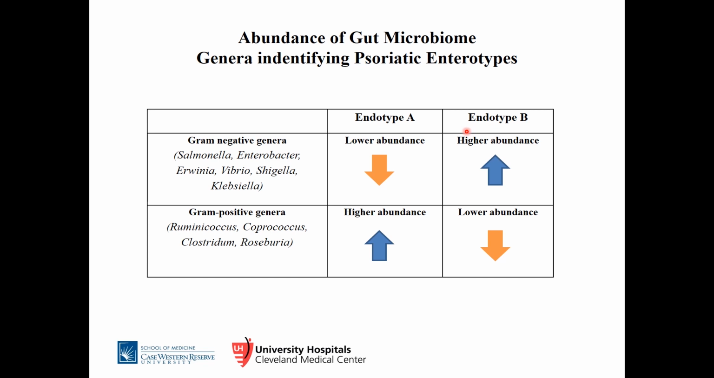Based on abundance of organisms, enterotype A was identified with decrease in gram-negative genera such as Salmonella, Enterobacter, and Shigella, and higher abundance of gram-positives such as Ruminococcus and Roseburia. The opposite was observed in enterotype B. Interestingly, the involved gram-negative genera seen are frequently described as pro-inflammatory, and conversely, the gram-positives are generally considered anti-inflammatory, which makes sense given the number of control subjects within enterotype A.